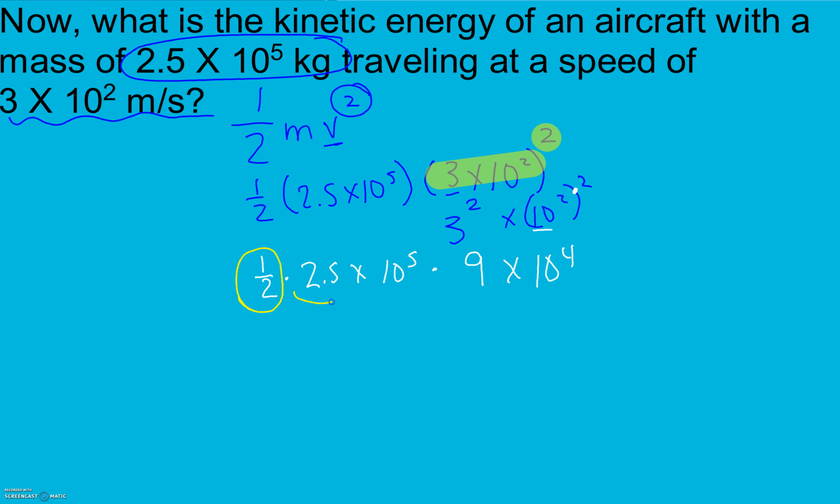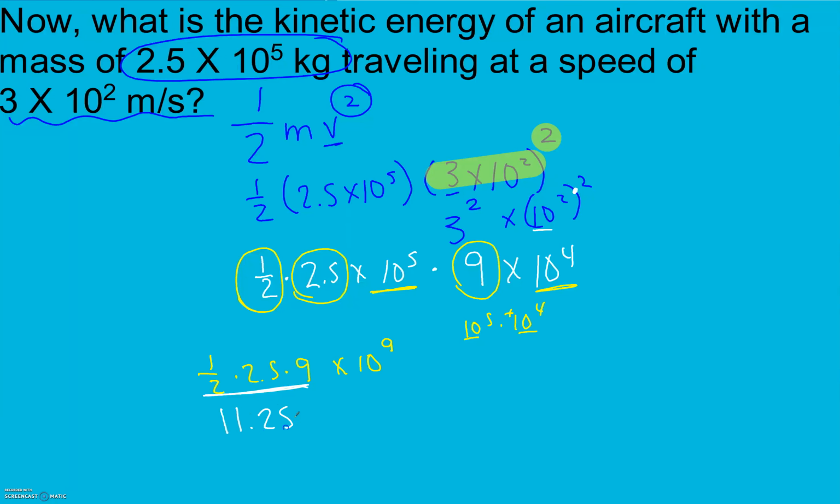Again, I can take my number parts and multiply them together. And I can take my power parts and multiply them together. Multiplying powers with the same base means I keep my base, add my exponents. So I get the 9th power there. When I multiply my number parts here, I'm going to get 11.25 times 10 to the 9th power.